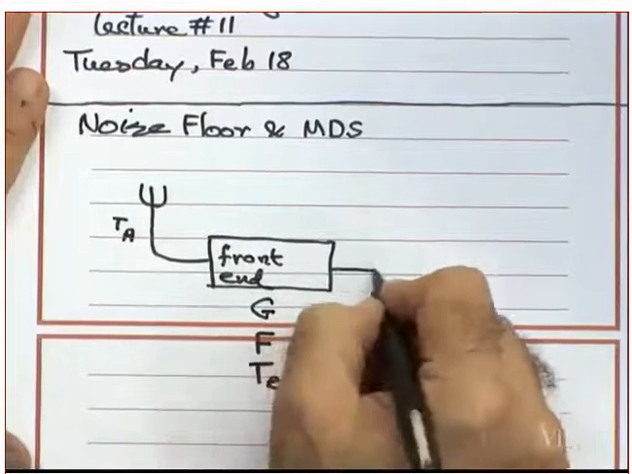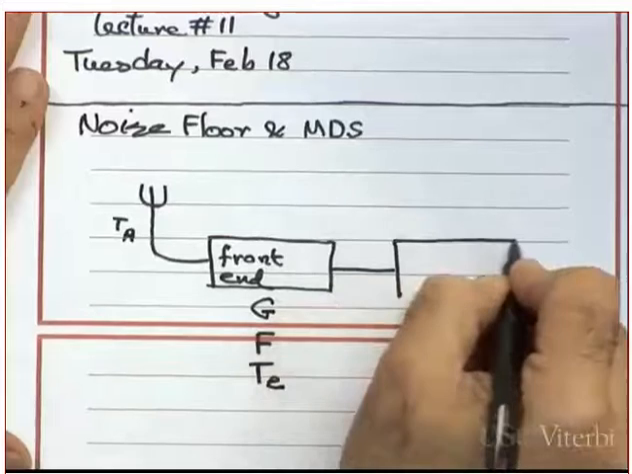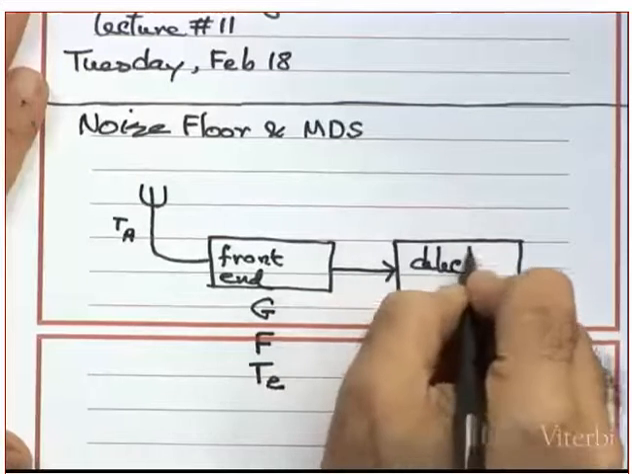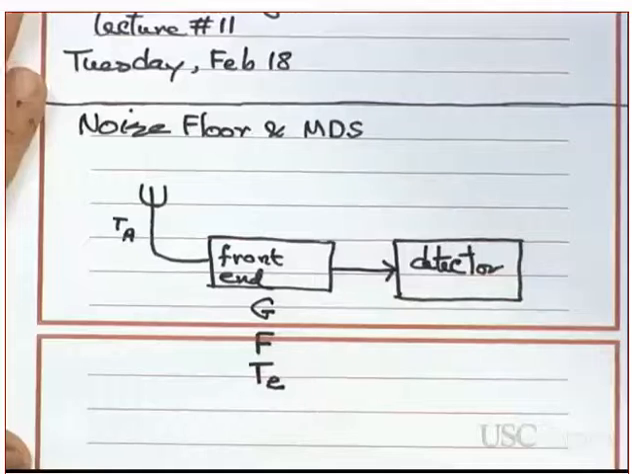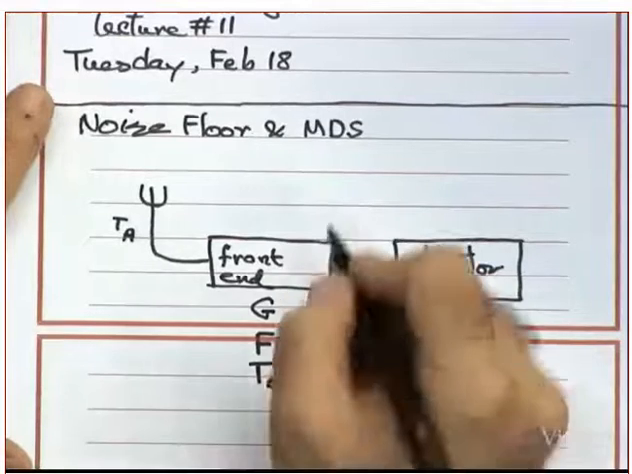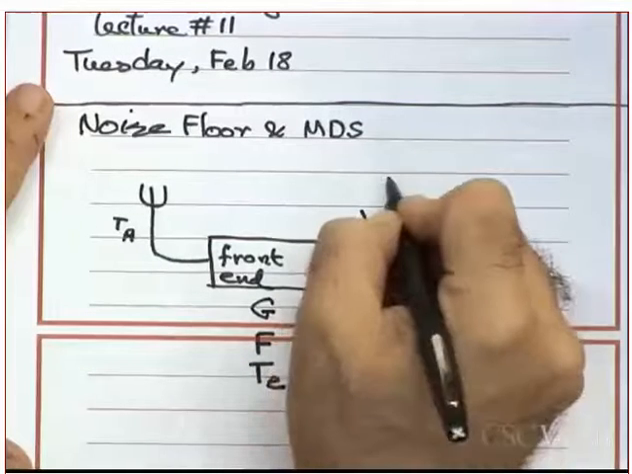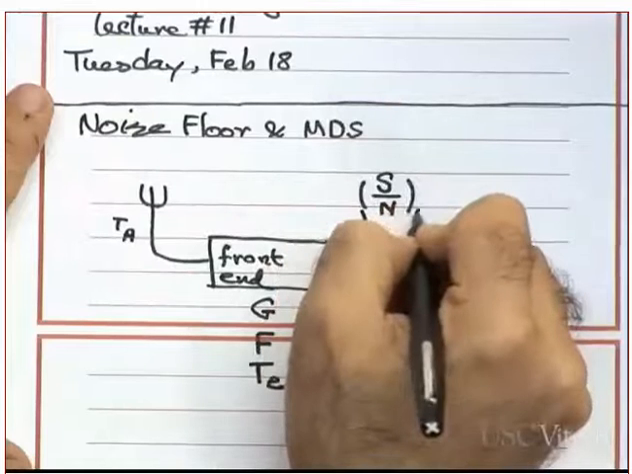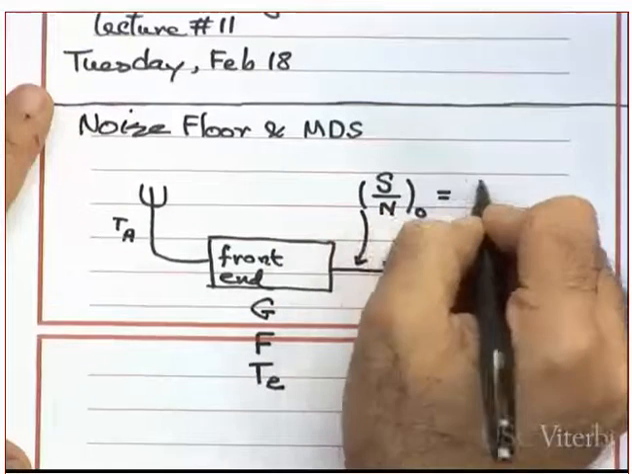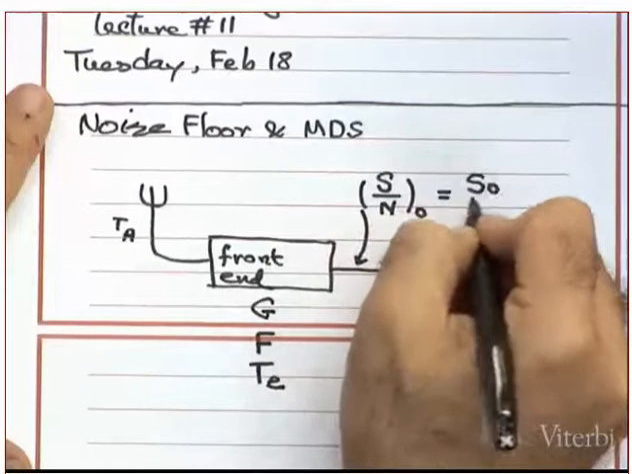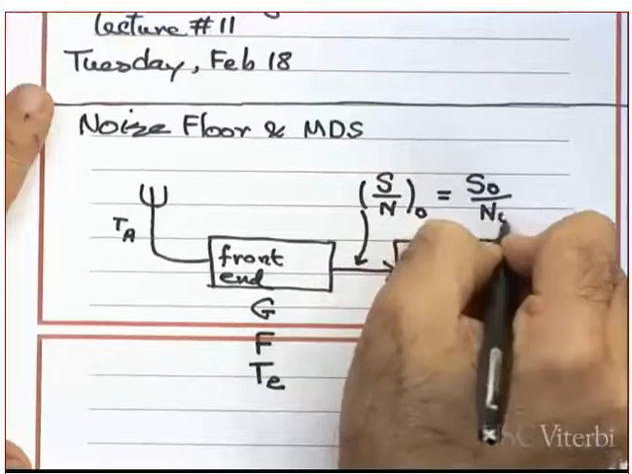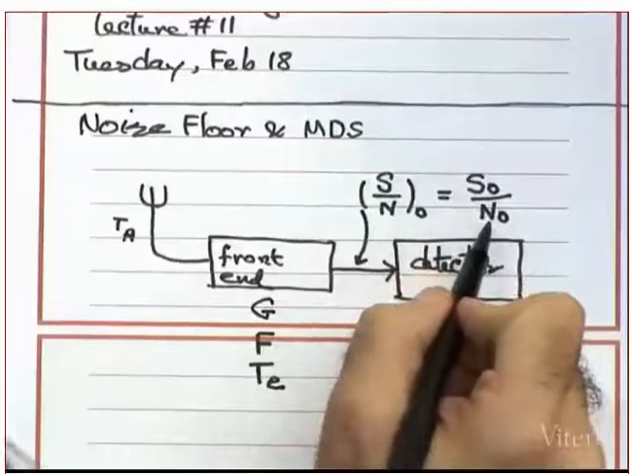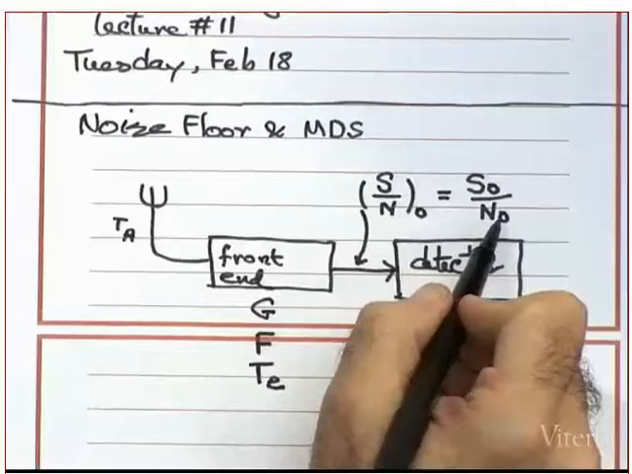Okay. The output of the front end will go to the detector, or if you want to call it the demodulator. Here, I'm going to call it S over N at the output. Better yet, write it like this: S0 over N0. One more time. When you see S0 over N0, this N0 is not the power spectral density of white noise.